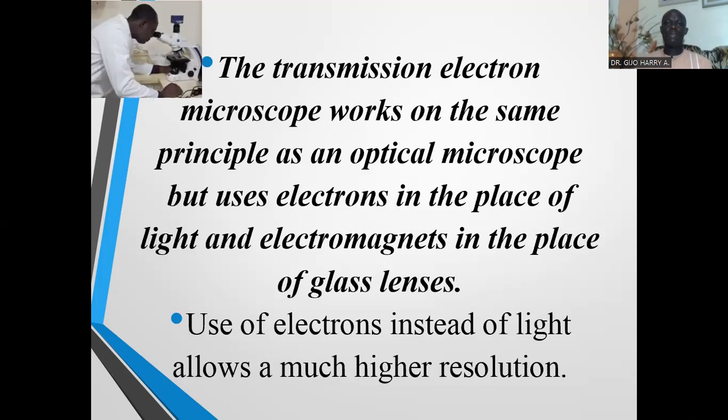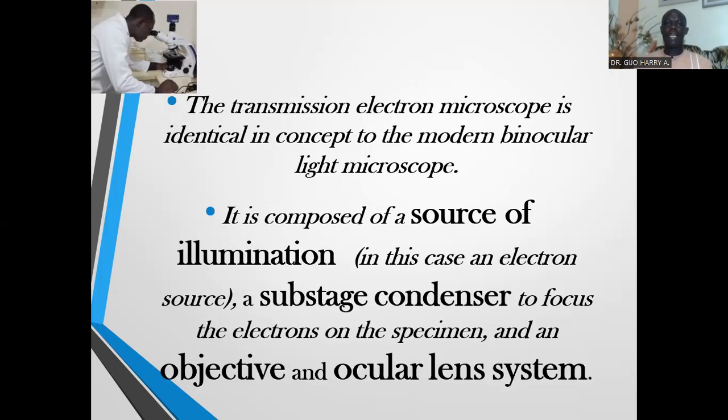The transmission electron microscope works on the same principle as the optical microscope, but uses electrons in the place of light and electromagnets in the place of glass slides. The use of electrons instead of light allows a much higher resolution.